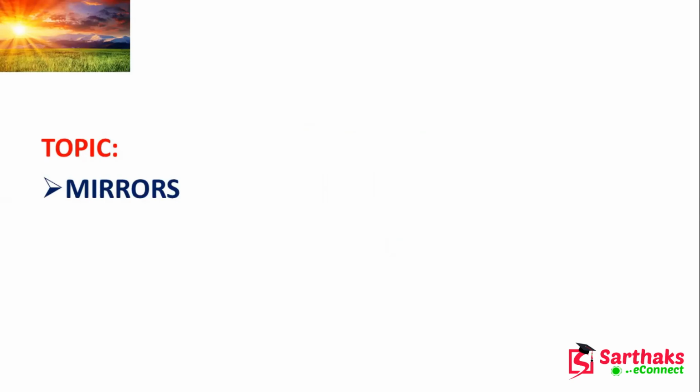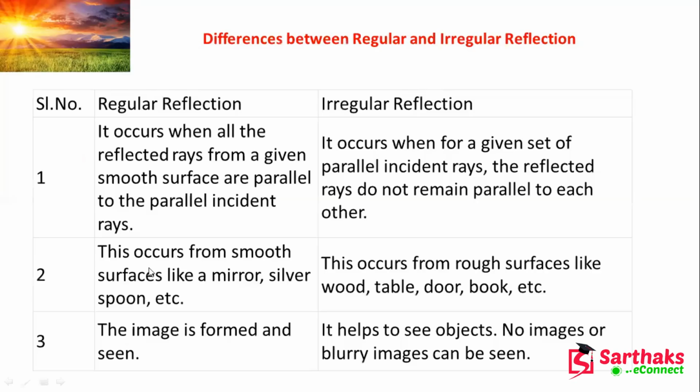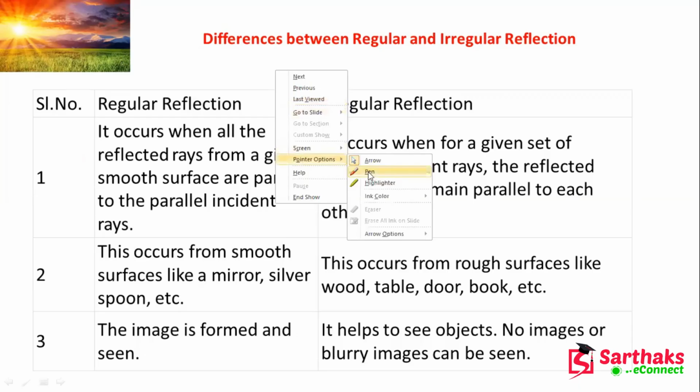So here, first thing, the mirrors. But before going to that, let's recapitulate a little bit. According to the recapitulation, first we can see the difference between regular and irregular reflection. Let me take the pointer.